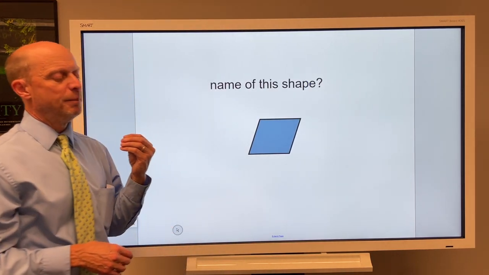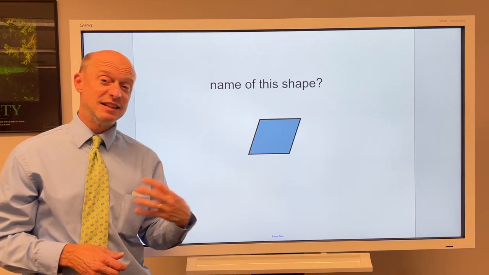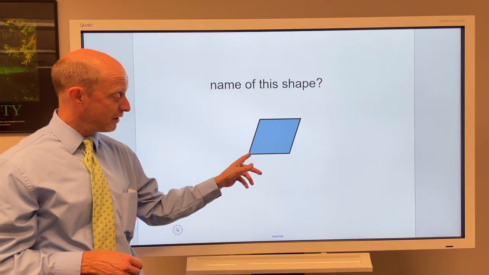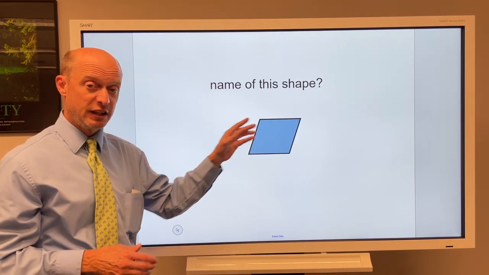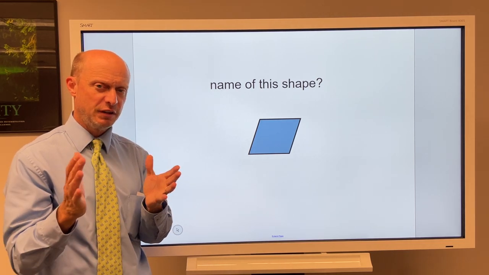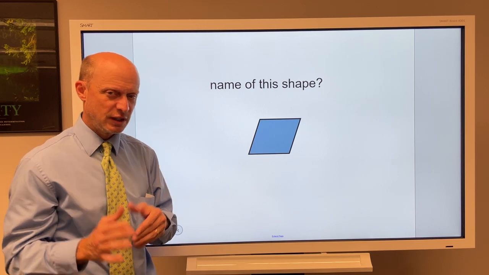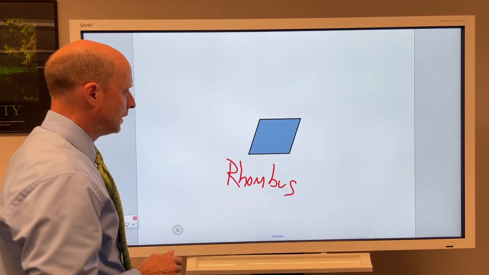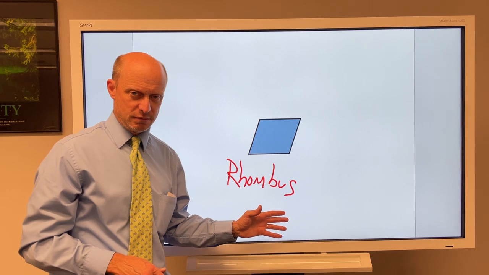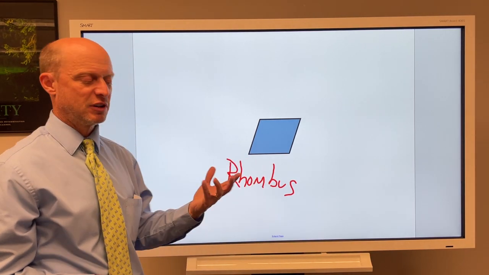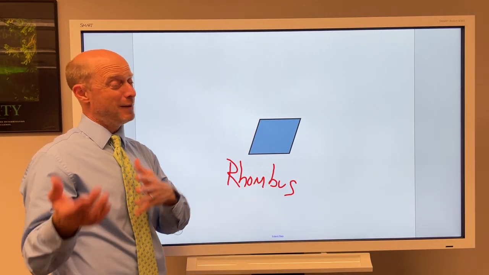So what would be the name of this shape? It's not a square, right? Because a square is going to have a 90-degree angle here, a 90-degree angle here, be kind of straight up and down. Does anyone know the name of this? We're going to see if you're right. It's called a rhombus. That's what this shape, geometry, is called. You may not know that, and most people don't know it.